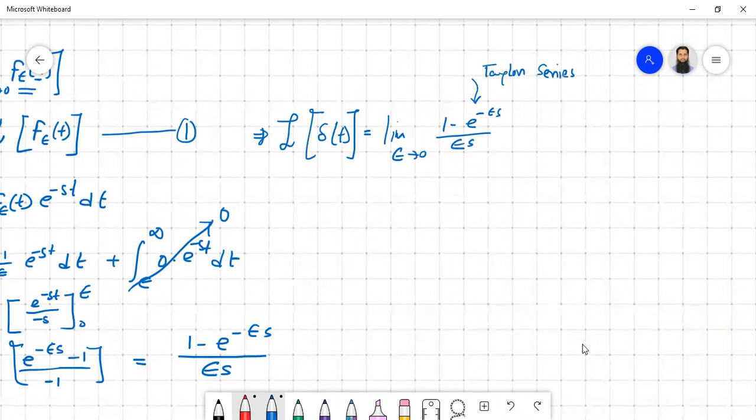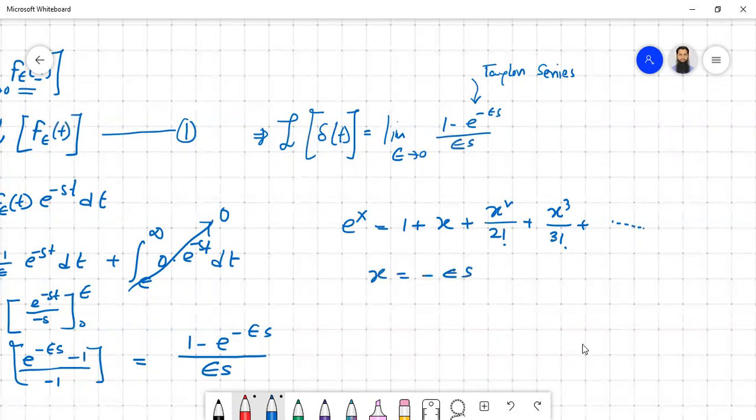Okay, so what we know is e to the power x is equal to 1 plus x plus x squared by factorial 2 plus, it goes on, x cubed by factorial 3. Here, if we assume that our x is equal to minus epsilon s, then we can write it in summary as a summation of n equal to 0 to infinity of x to the power n by factorial n. Similarly, since we are taking x equal to minus epsilon s, we can also expand using this formula.